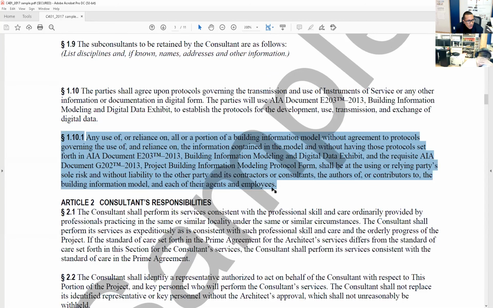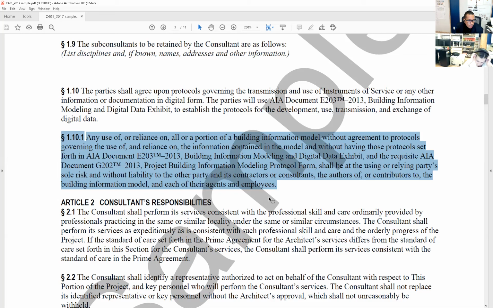Section 1.10.1, any use of or reliance on all or a portion of a building information model without agreement to protocols governing the use of and reliance on the information contained in the model, and without having those protocols set forth in AIA document E203 2013, Building Information Modeling and Digital Data Exhibit, and the requisite AIA document G202 2013, project building information modeling protocol form, shall be at the using or relying party's sole risk and without liability to the other party and its contractors or consultants, the authors of or contributors to the building information model, and each of their agents and employees.